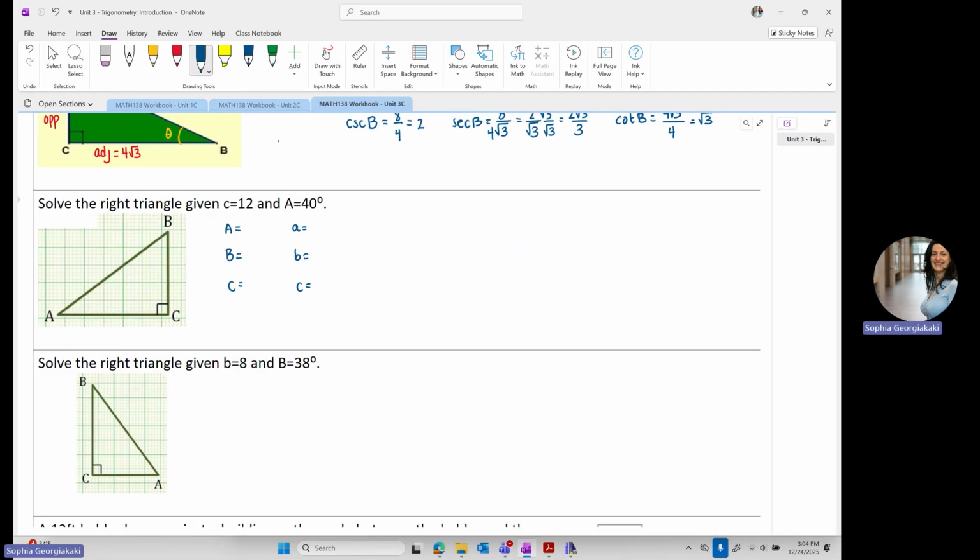It's customary to call little a the side opposite to angle A, so that will be the side BC. Little b is the side opposite to angle B, so that will be the side AC. And little c is the side opposite to C, which is the side AB. So they are giving us little c to be 12, that's the hypotenuse. And they are giving us the angle at A to be 40 degrees.